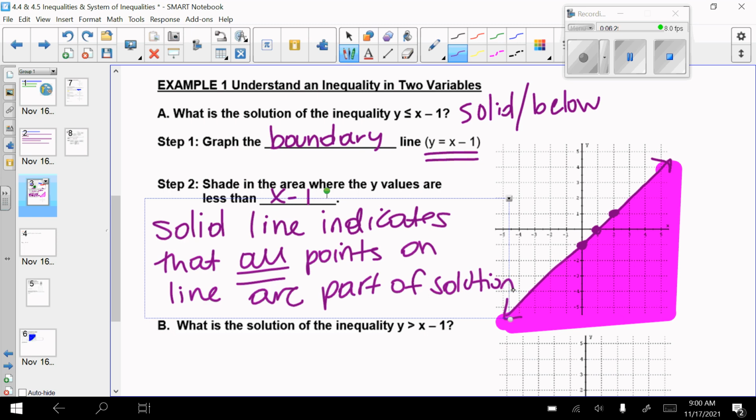So my solution for this example is all the points on the line, and it's everything we shaded, everything in purple up there. All those ordered pairs that lie on the line or under it would be true for this equation. Does that make sense? Good.